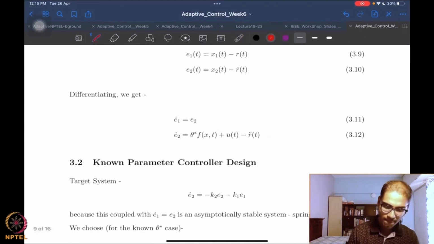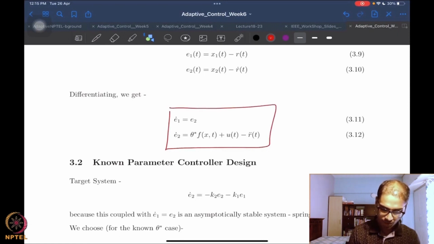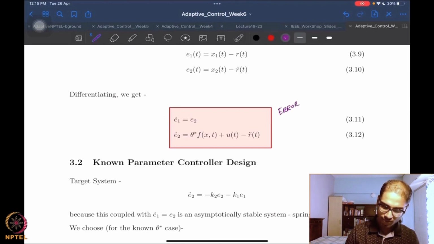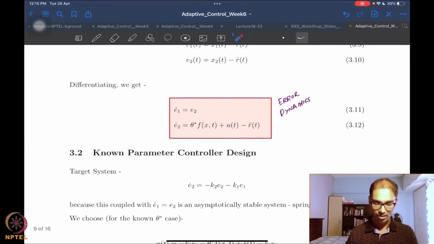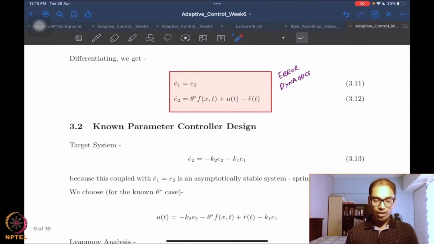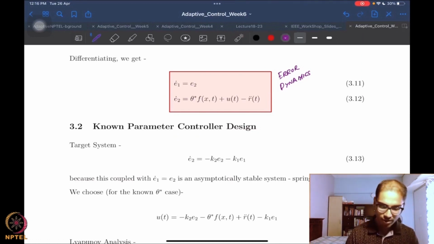So this is what we call the error dynamics. Great. Now, how would we do the control design for the known parameter case? So what we do here is that we, as usual, try to find a target system. So what is the target system that we choose in this case?